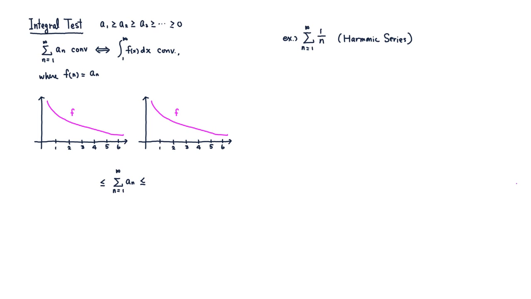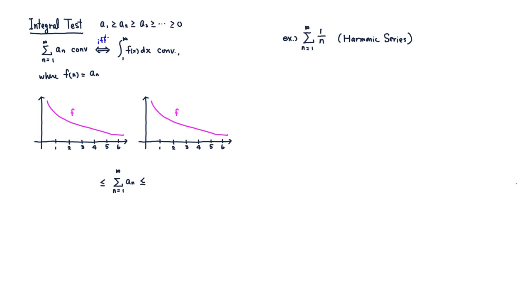All right, let's look at the integral test. We assume that the term is decreasing and non-negative. Then the summation n goes from 1 to infinity of a_n converges if and only if. This is my lazy notation for if and only if.